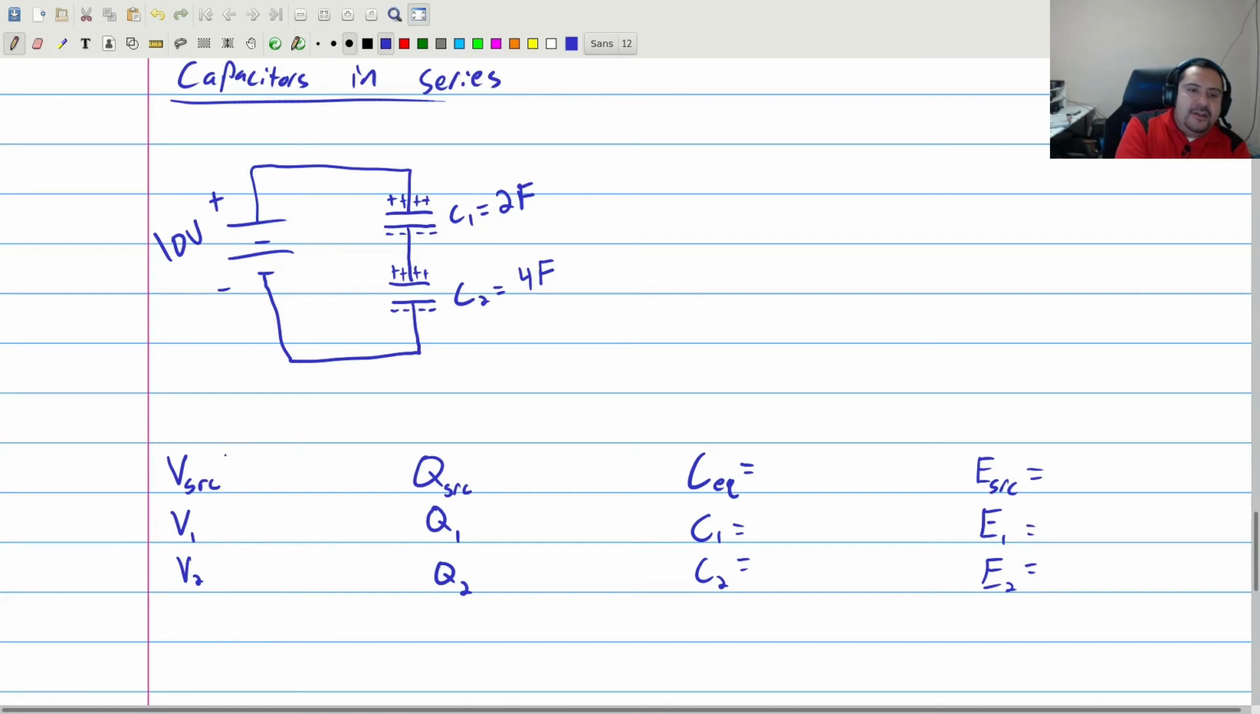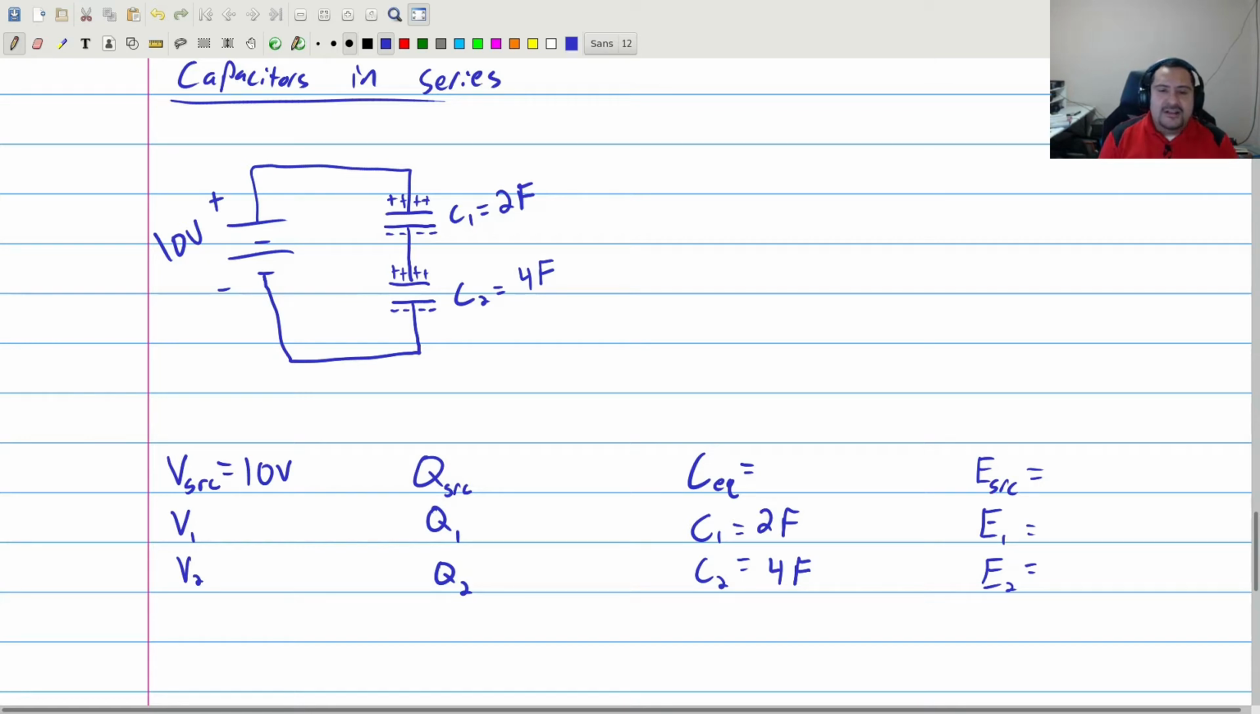Okay, let's start by filling in the pieces that we know. We know V of the source is 10 volts. We also know C1 is 2 farads, and we know C2 is 4 farads. But at this point, we become a little bit stuck. And there's a couple of things that we need to know. We're stuck here because we don't know what the voltages are. In fact, in a series circuit, the voltages should add up to the voltage of the source. But we don't know how those voltages are going to split.